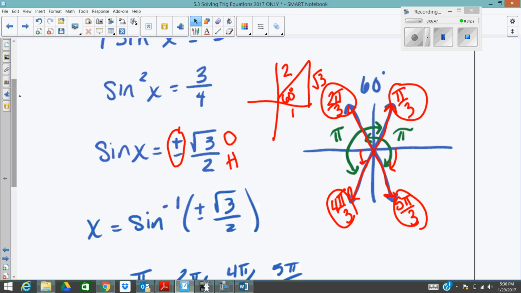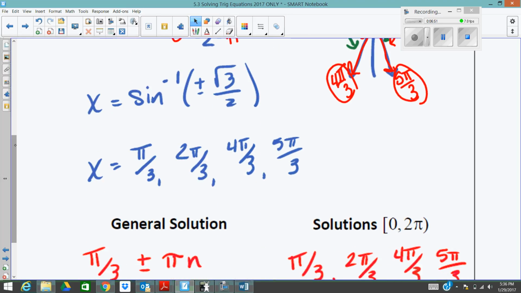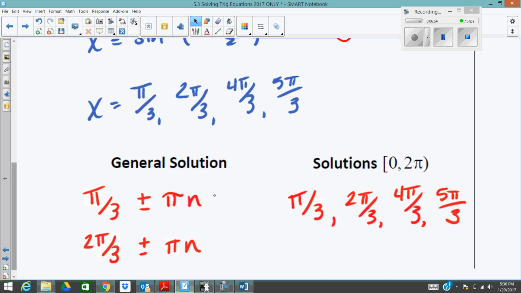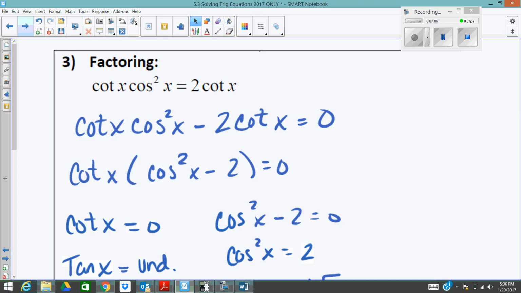So our general solutions are going to be pi over 3 plus or minus pi n, and 2 pi over 3 plus or minus pi n. And again with the 4 specific solutions between 0 and 2 pi. Alright, and sometimes you have to factor in order to solve.